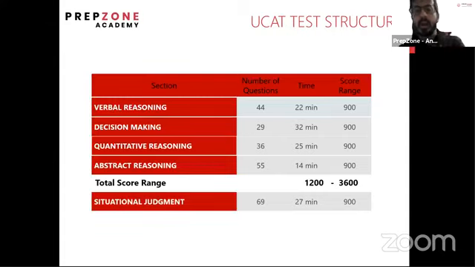The major problematic area generally with UCAT ANZ is the time. If you look at the number of questions and time allocated for each section, you will find that most of them give you less than a minute to solve a question. Verbal reasoning is 44 questions in 22 minutes, 30 seconds per question. Similarly, abstract reasoning is one of the worst ones, 55 questions in 14 minutes, less than 30 seconds per question. So this just proves that in UCAT ANZ you cannot take your own sweet time to do the questions.